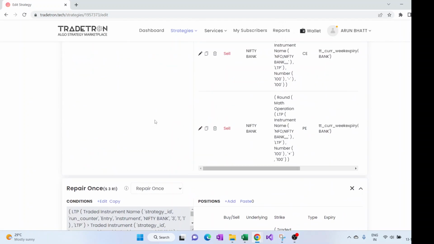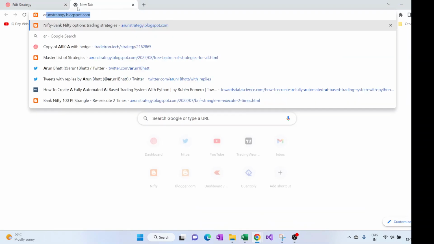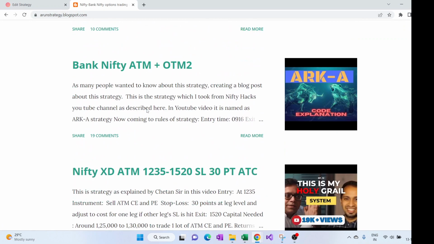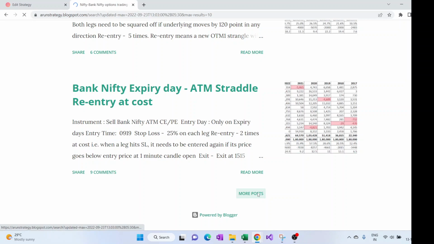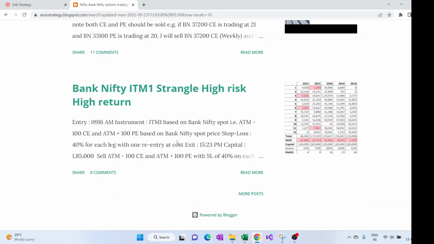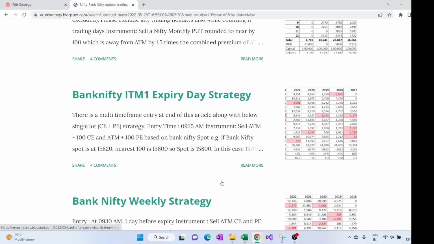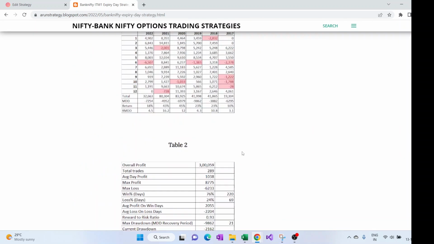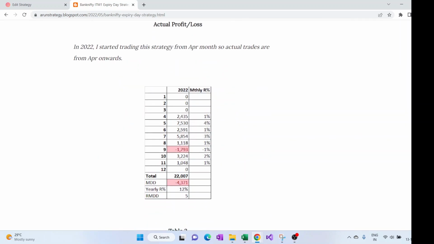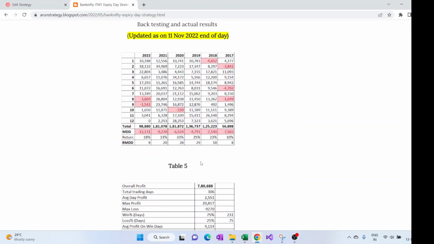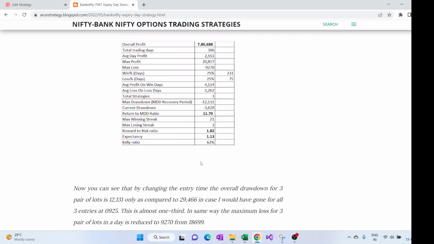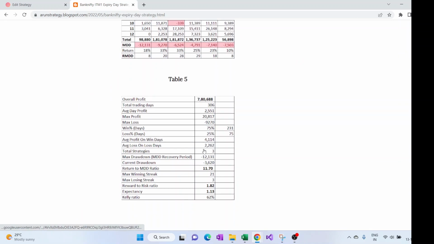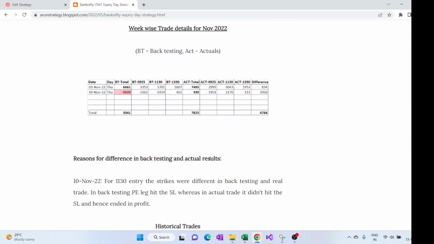So that is on the Banknifty multi-time frame. This one. This is the same strategy which I have talked about in the blog, this Banknifty ITM1 expiry day strategy. So the first strategy is for 925, and then at the end there is a multi-time frame strategy which takes trades in multiple time frames for the ITM1 itself. So it is the same strategy.